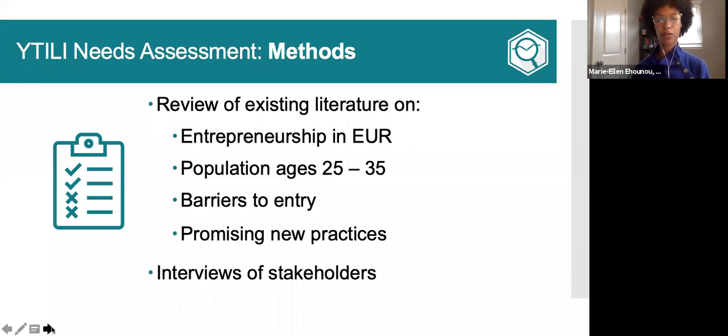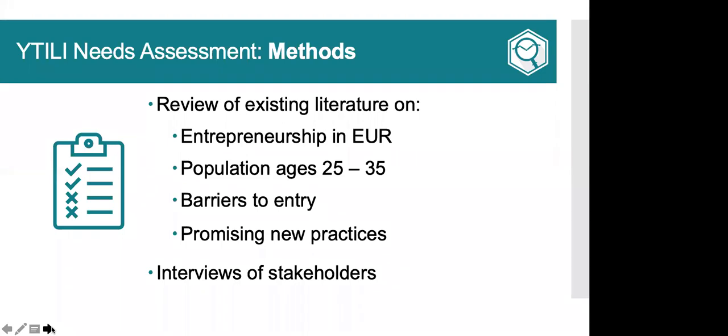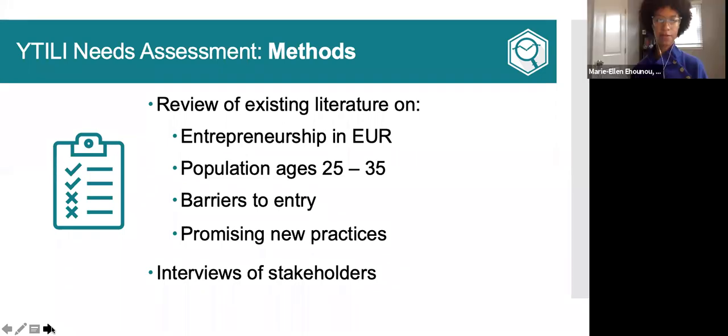The literature around entrepreneurship, particularly in EUR, population, ages 25 to 35 thereabouts, trying to identify what were some of the barriers to entry for entrepreneurs, and then identifying some promising new practices in the field for young entrepreneurs. And then finally, because this program had been managed for many years in EURPD, we also wanted to take advantage of the experience and conducted a discussion with some stakeholders in EURPD.